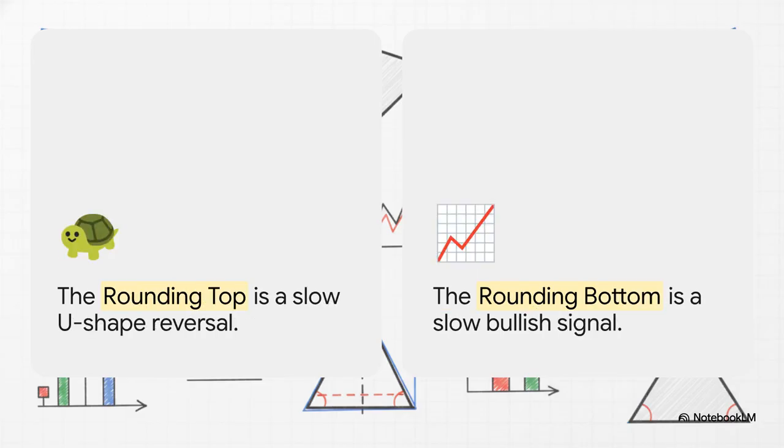Next up, we have the rounding top and rounding bottom, and there are literally no sharp angles here at all. The market just slowly loses its prior momentum, drifts completely sideways, and then gradually reverses course. It forms this slow, sweeping U-shape. Now, these patterns require a lot of patience from a trader, but once that gradual curve completes and finally breaks the neckline, the new trend is usually incredibly solid.